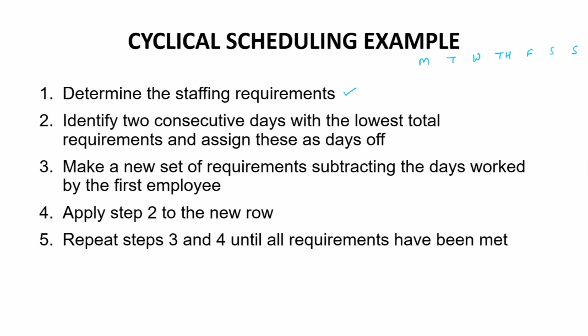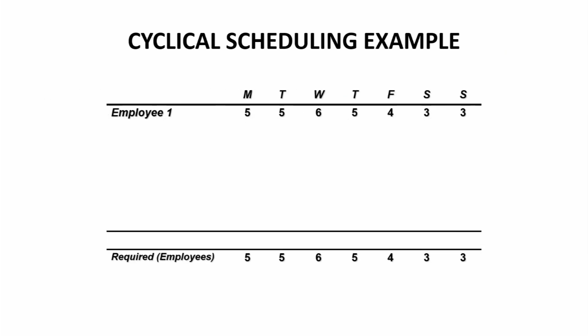So, a very simple procedure. We will first have the requirements on different days, then we will find out 2 consecutive days when the requirement is minimum, and from that we will keep on continuing. Take one very simple example. Our requirement is on Monday 5 persons, Tuesday 5 persons, Wednesday 6 persons, Thursday 5 persons, Friday 4 persons, Saturday 3 persons and Sunday 3 persons. Okay, so, that is my requirement.